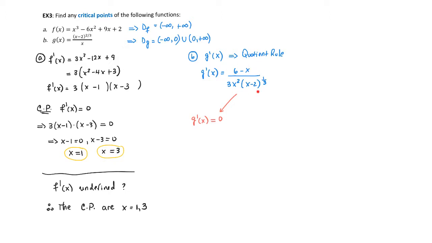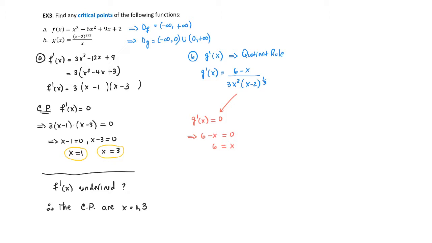Because we have a fraction, the only way that a fraction can be equal to 0 is if the numerator is equal to 0. I don't want my denominator equal to 0 as well. Remember, 0 over 0 is indeterminate. That makes no sense. So just when the numerator is equal to 0. So this is true as long as 6 minus x is equal to 0, which really means that x is going to be equal to 6.